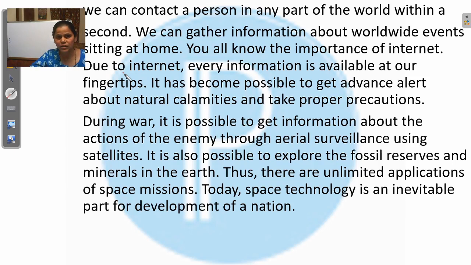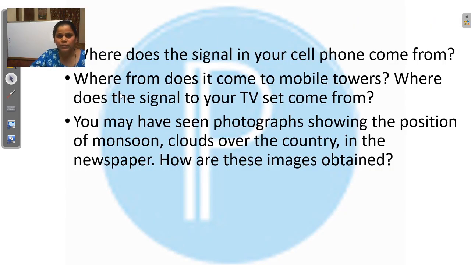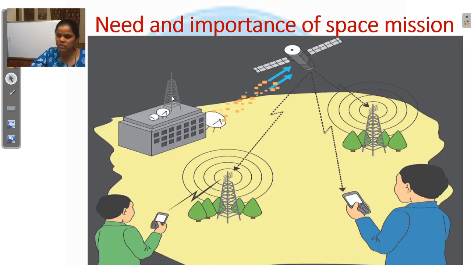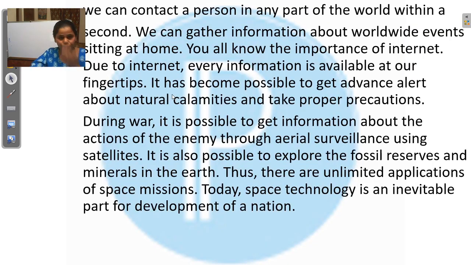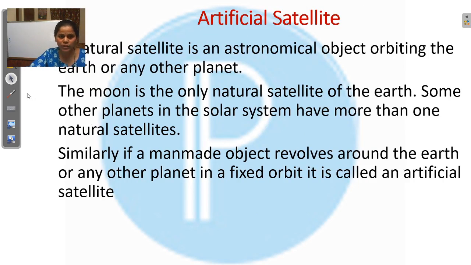So the answer to these questions is a satellite, artificial satellite. Okay, so because of the artificial satellite, it is possible to get information about the whole world, to communicate with a person, to use the internet and so on. So what is the use of an artificial satellite, student? So a natural satellite, what is the artificial satellite?